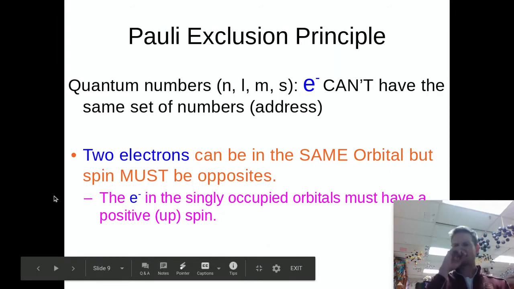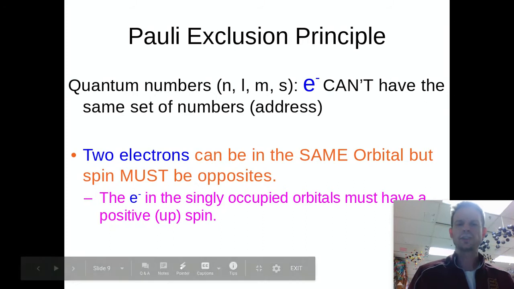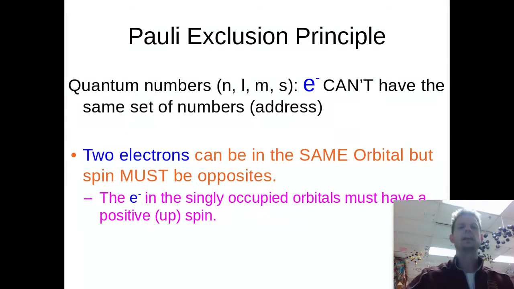Okay, last rule before we try to build our first and most specific type of these. It's the Pauli exclusion principle. Okay, this says that the electrons can't have the same set of four quantum numbers. It means their N, L, M, and S all have to be different. Okay, three of the four can be the same, but one has to be different, and it's usually that S. So what it's saying is the spins, right?